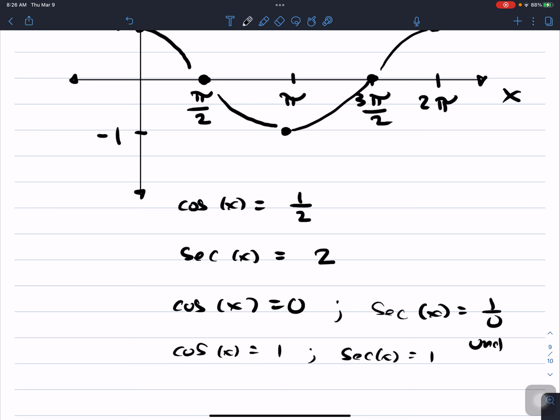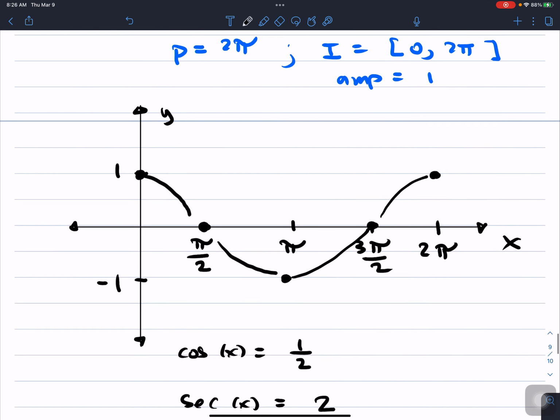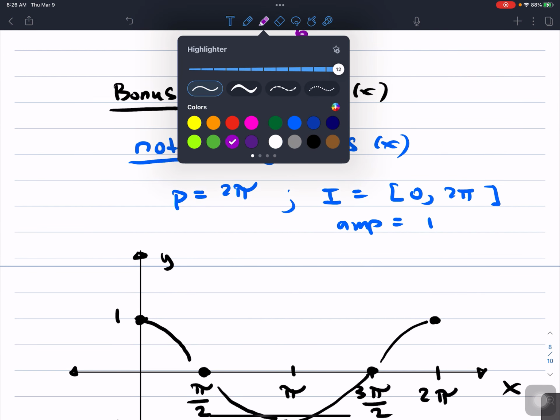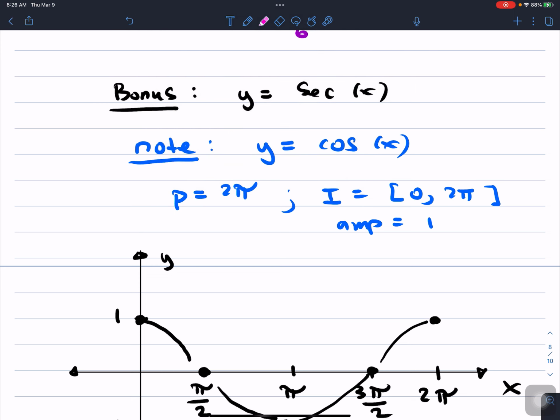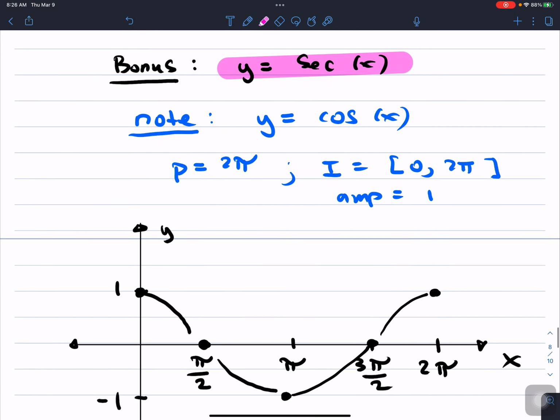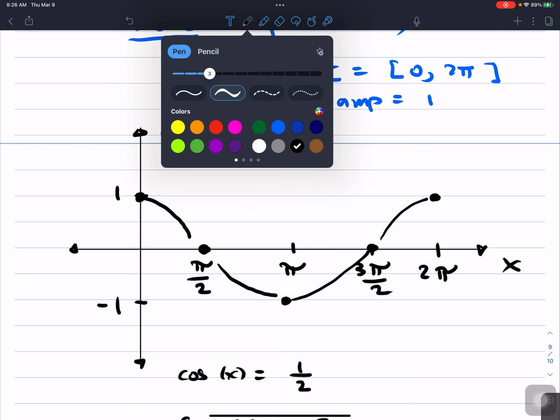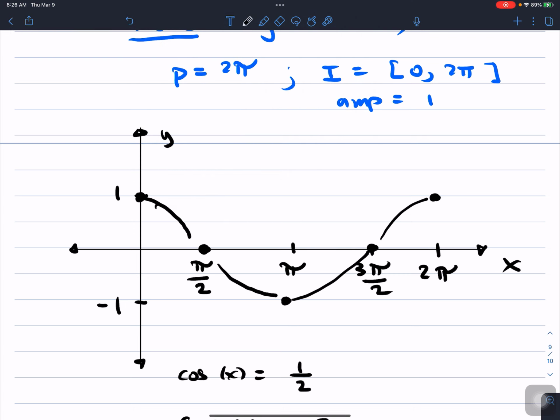Okay, just want to let you guys know. Now, here's my point. If they want you to graph, I don't know what color we should use. Pink? Yeah, let's use pink. Stands out. If they want you to graph secant, you know what you guys do? Every point on the cosine curve gets what? Well, what happens is you take the reciprocal.